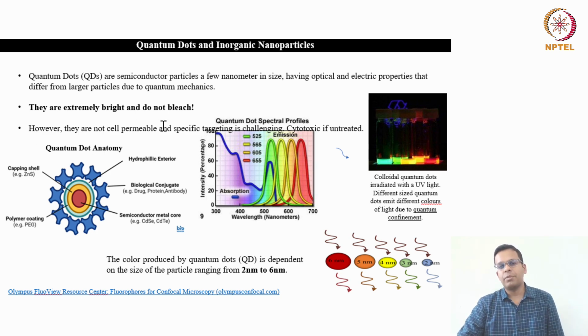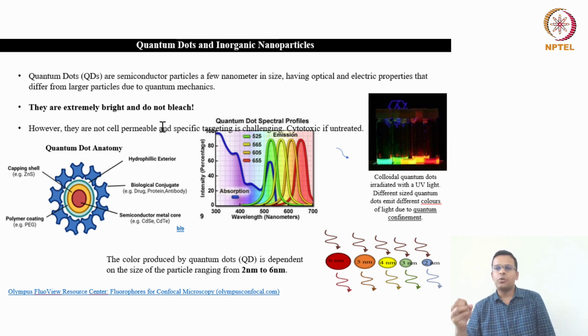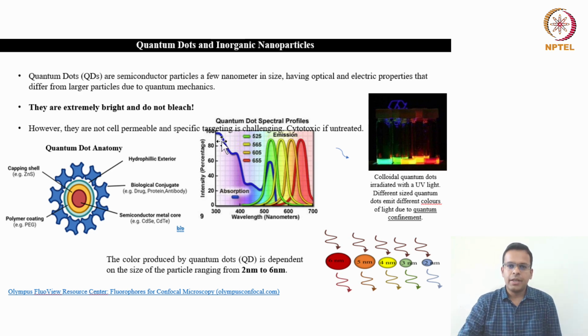They are not cell permeable, okay, so they cannot go inside the cell. You need some special mechanism to bring them inside the cell, and they are cytotoxic if untreated. So they are also toxic for the cells. So if you use them for live cell imaging kind of applications, it may create some cytotoxicity. Okay, so that's why the usage of these quantum dots is very less in imaging biological samples.